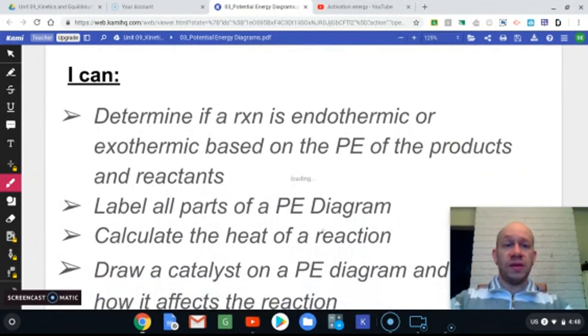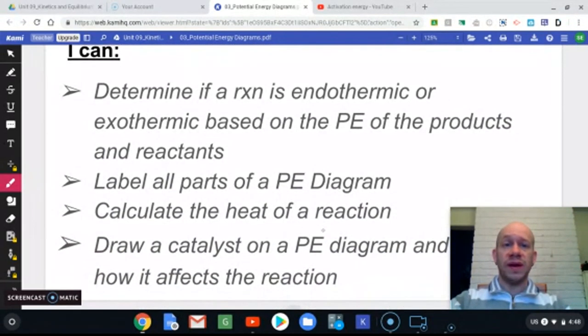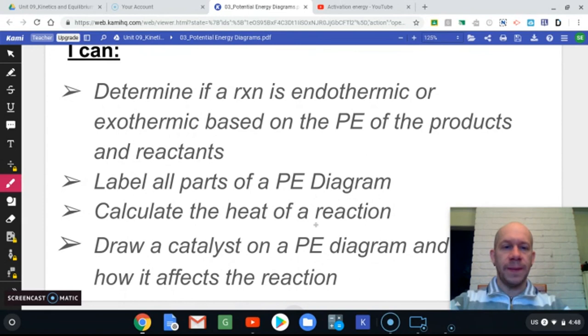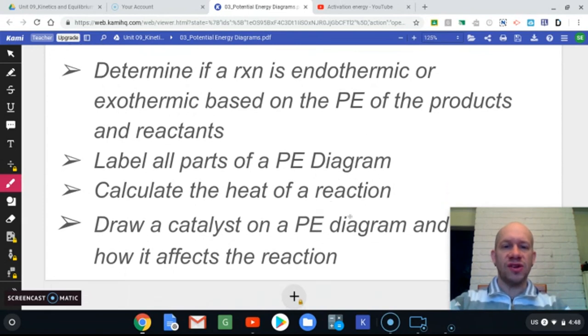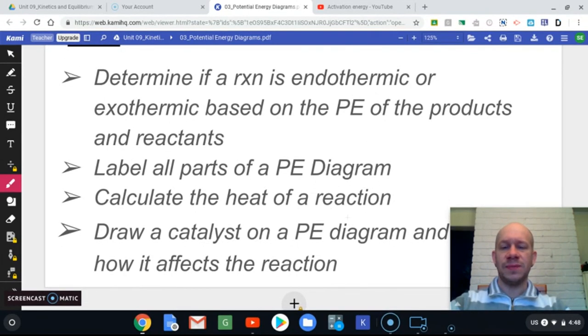All right, now you can determine if a reaction is endothermic or exothermic based on the potential energy of the products and reactants. You can label all parts of a potential energy diagram. You can calculate the heat of a reaction, and you can draw a catalyst on a potential energy diagram and show how it affects the reaction.